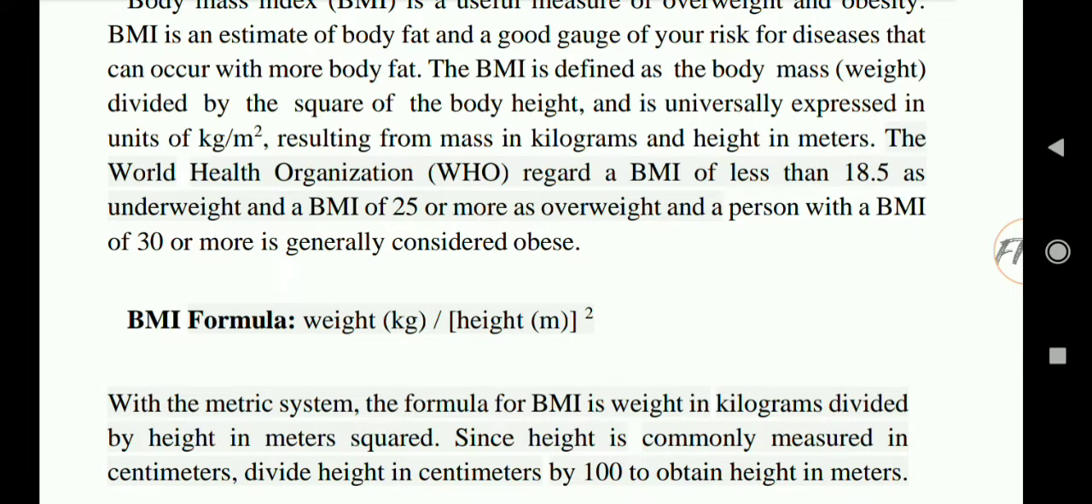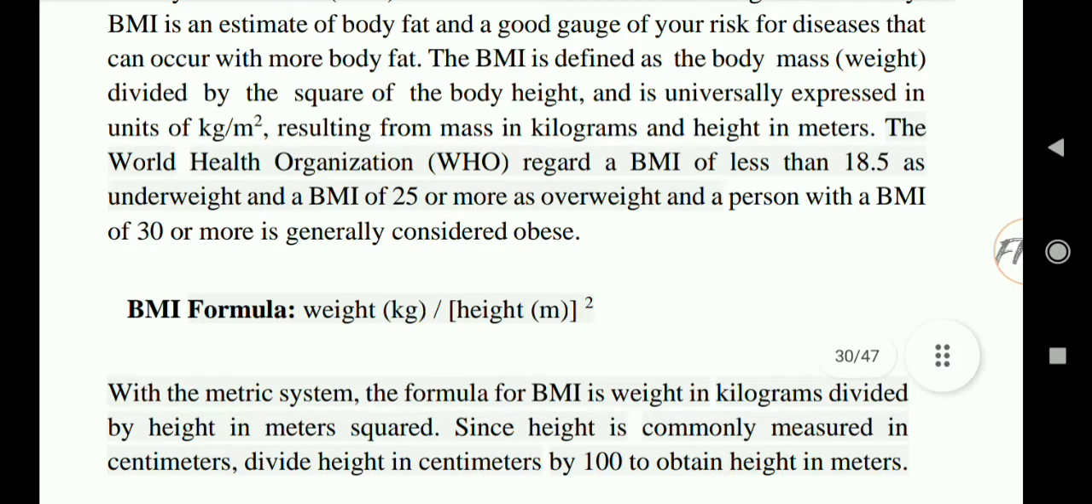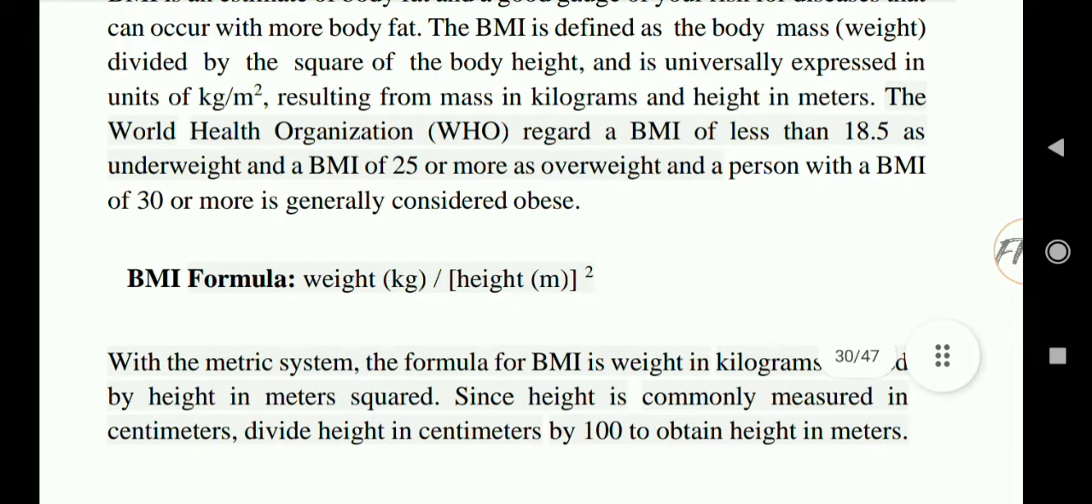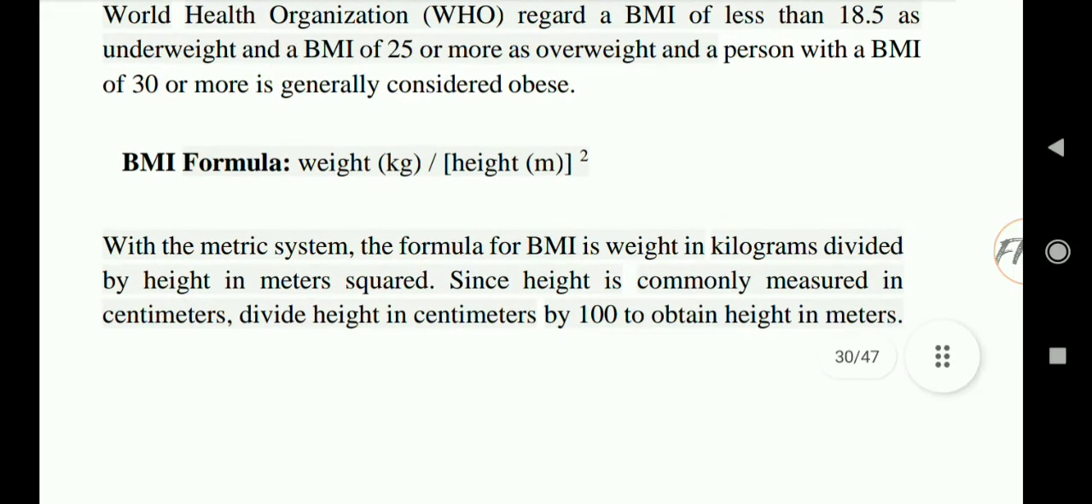The World Health Organization regards a BMI of less than 18.5 as underweight and a BMI of 25 or more as overweight. So if the value of the BMI is less than 18.5, the person is underweight, and if it is 25 or more, the person is overweight. With a BMI of 30 or more, a person is generally considered obese. So, the BMI formula.